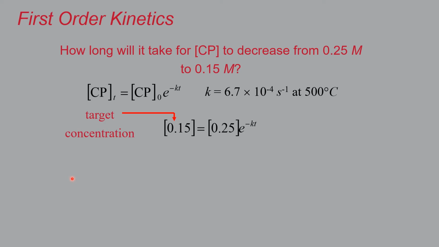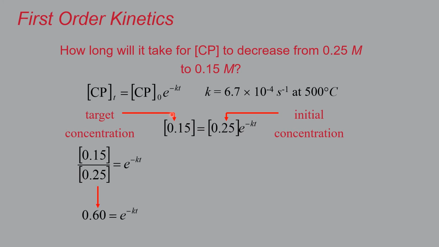So this is our target concentration, this is the initial concentration. The idea is that you probably want to isolate that E term by itself. And the way that you get rid of that E term is to take the natural log. The natural log and E are opposite operations. But first, I took that ratio, so 0.15 over 0.25 is 0.6. And now the natural log of 0.6 is equal to kt.